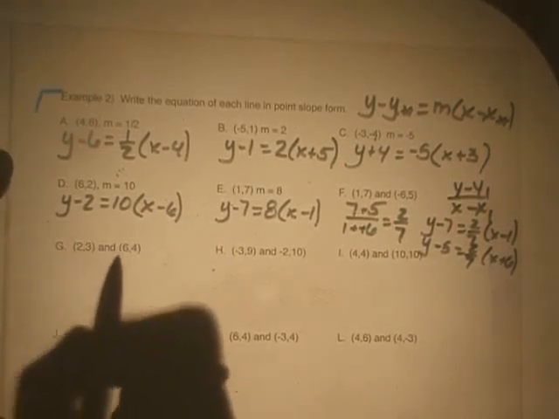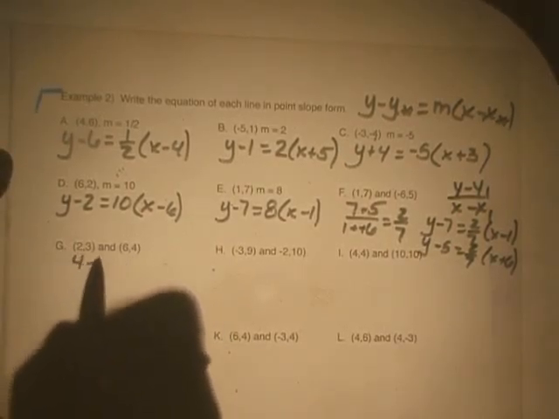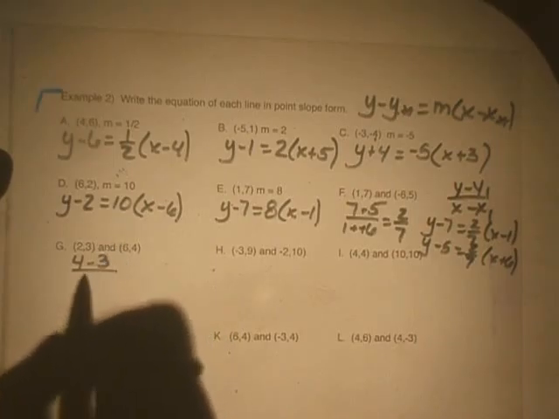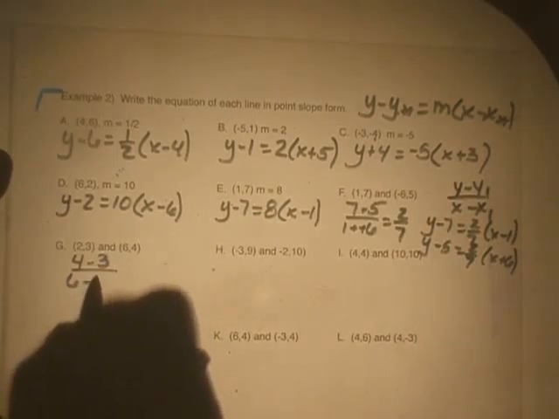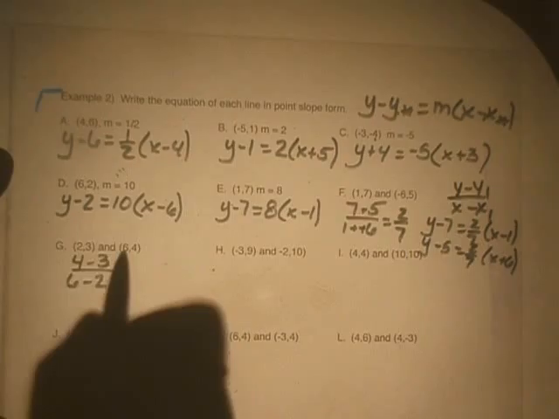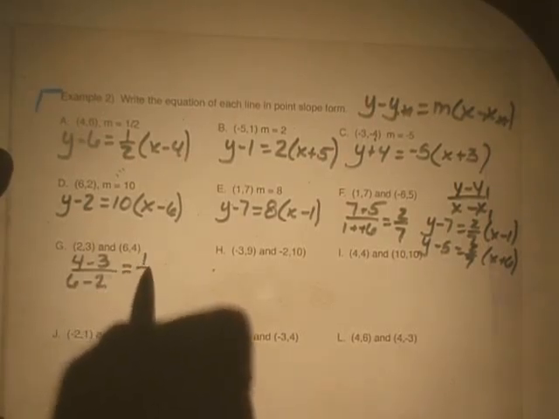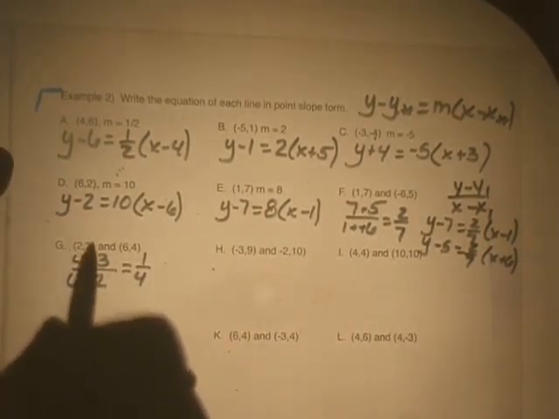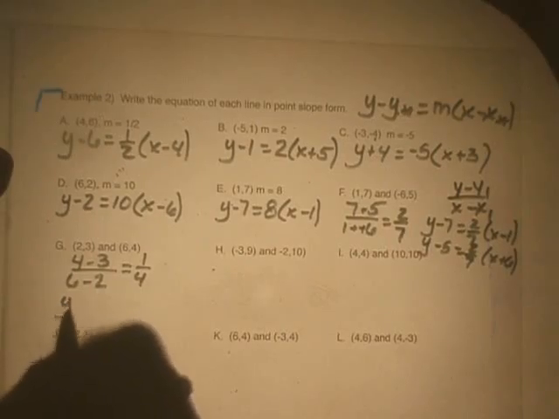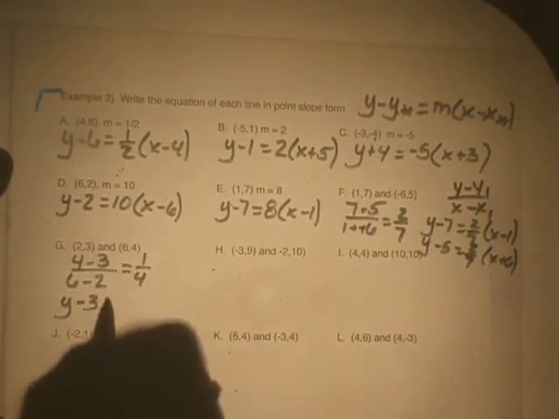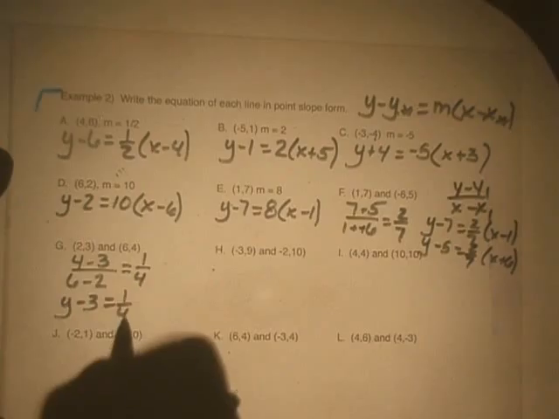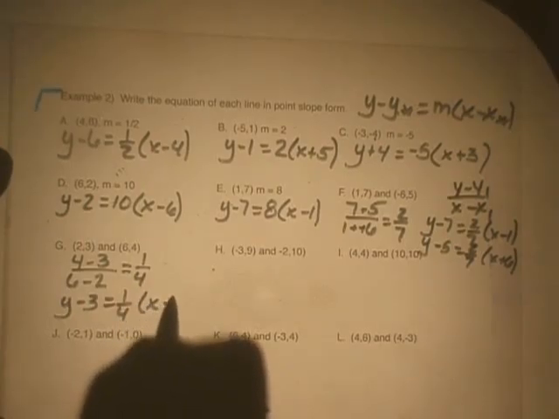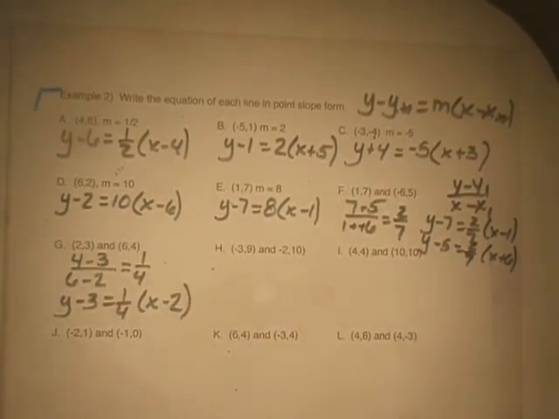Letter G, finding the slope. I'm going to do 4 minus 3 over 6 subtract 2, y minus y, x minus x. Our slope then is 1/4. And you can pick either point. I'm going to pick this first one. And you will have y minus 3 equals 1/4 x minus 2. The other point would also work.